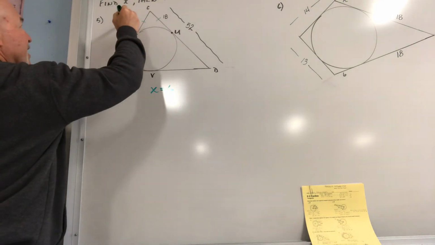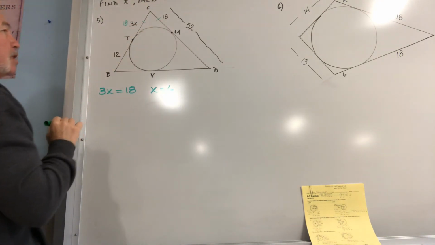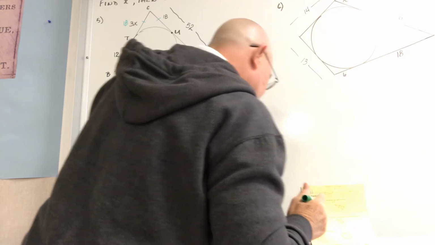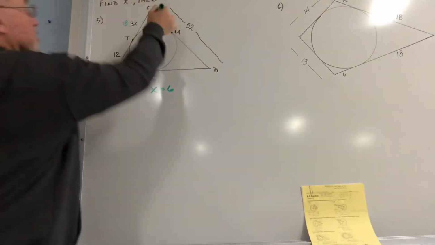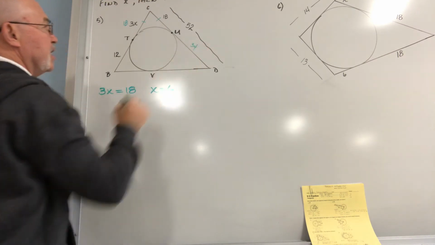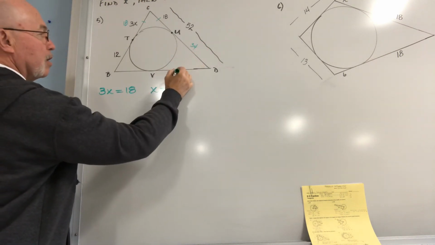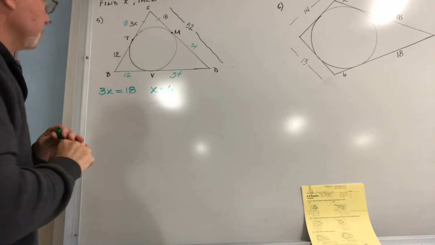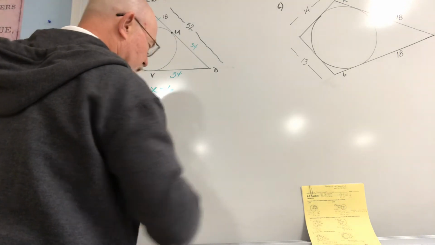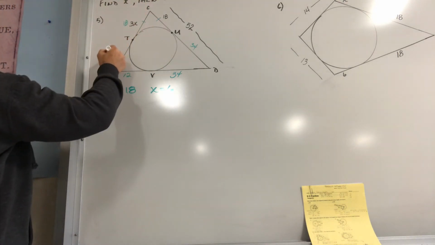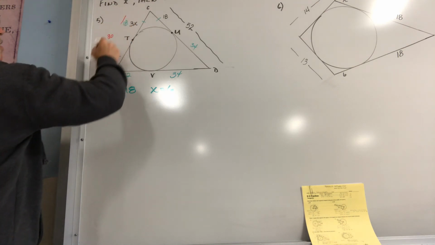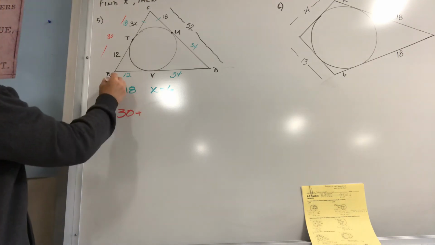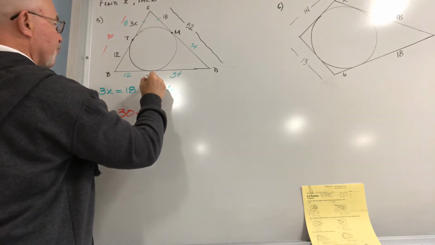So, we also know that this length is 18 right here. If this whole thing is 52, then we know that subtract 18 gives me 34 right here. If that's 34, that's 34. If this is 12, this is 12. So let's look at the big picture. 18 and 12 is 30 for that side, so the perimeter equals 30 plus 12 and 34 is 46.